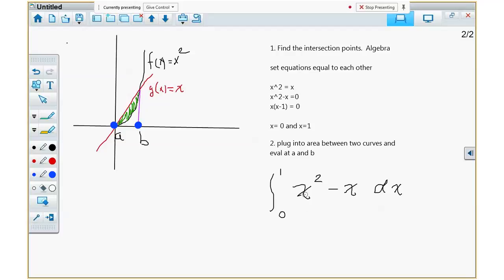So what's the antiderivative of x squared? x to the third over 3 minus x squared over 2, evaluated at 0 and 1. I'll do 0 for you. 0 is going to come out to be 0. Hopefully y'all figured that out.